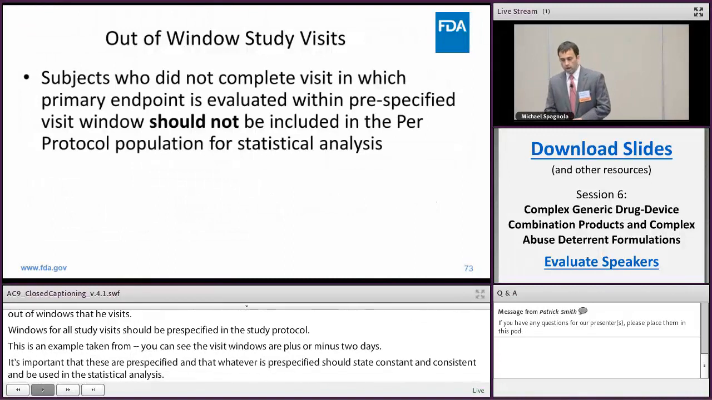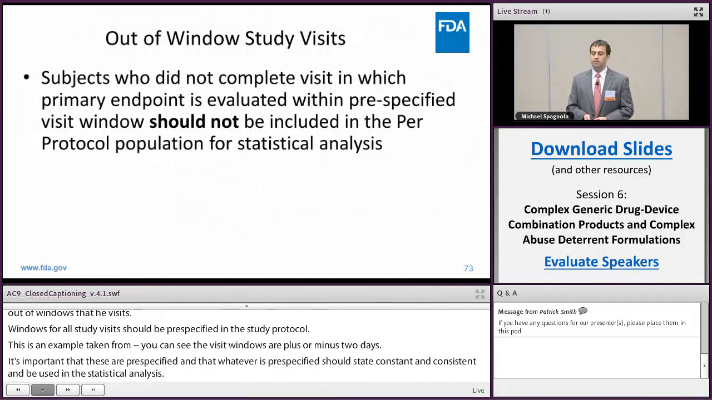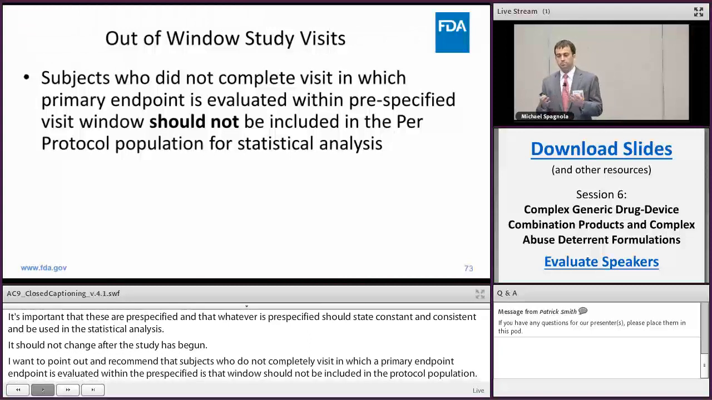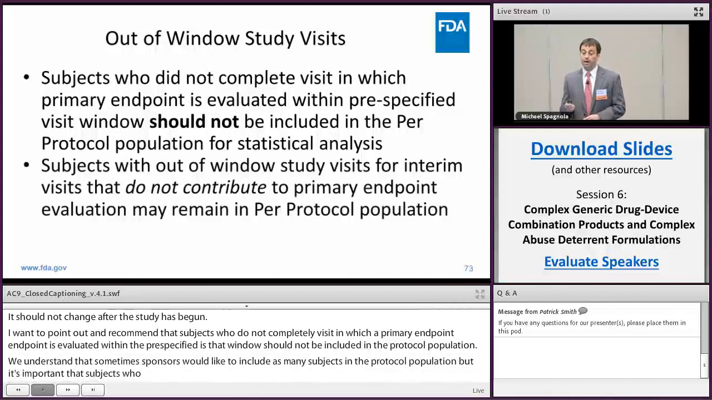I just want to point out and recommend that subjects who do not complete the visit in which a primary endpoint is evaluated within the pre-specified visit window should not be included in the per protocol population. We understand that sometimes sponsors would like to include as many subjects in the per protocol population, but it's important that subjects who complete the visit in which a primary endpoint is evaluated outside of the visit window should not be included. But subjects with out-of-window study visits for interim visits that do not contribute to a primary endpoint evaluation may remain.